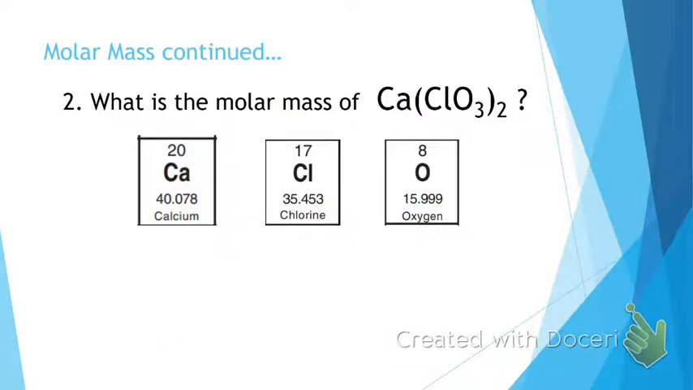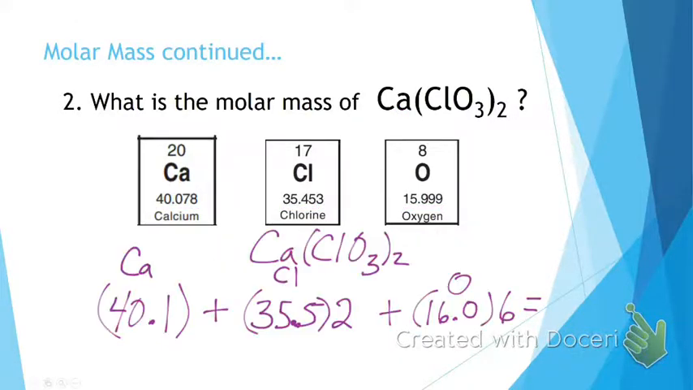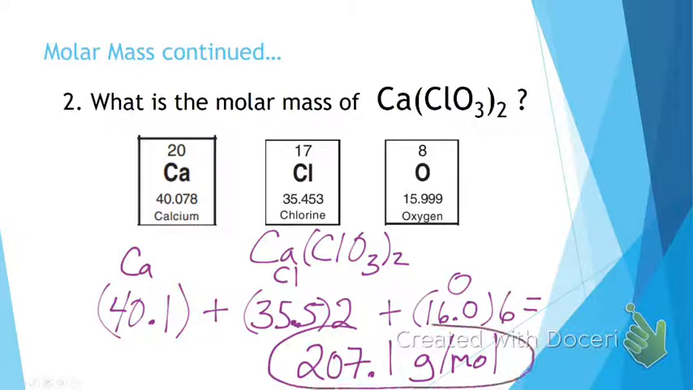So now I just need to put it in my calculator. And once I place this in my calculator, I get 207.1, and the unit again is grams per a mole. All right, and that would be my final answer for the molar mass of this compound.